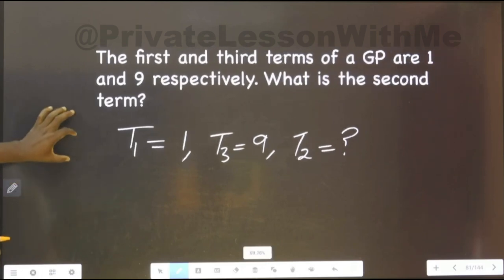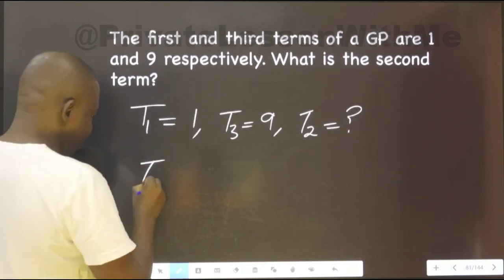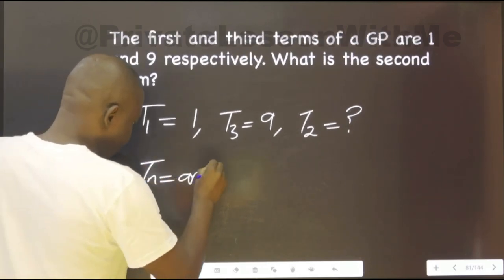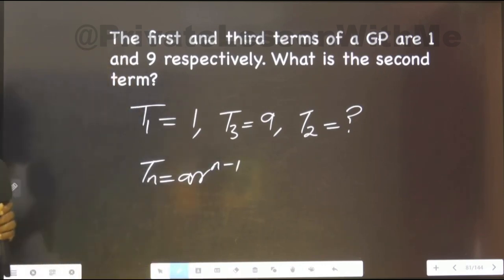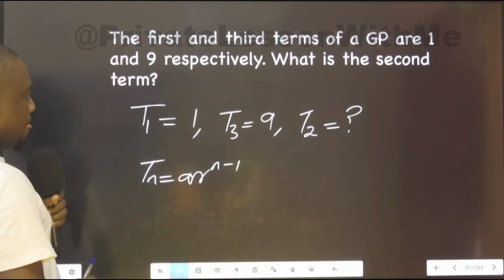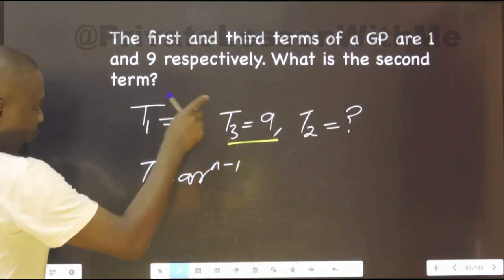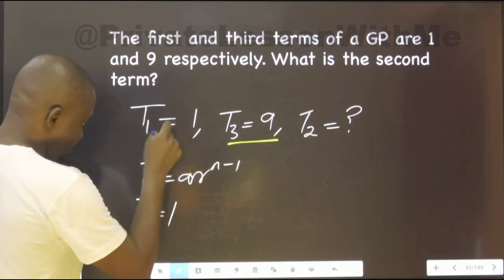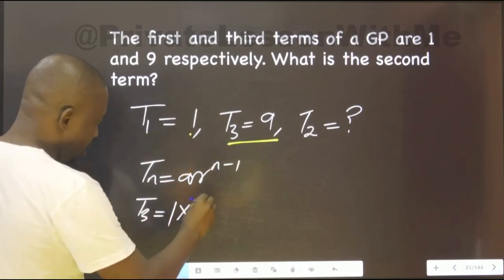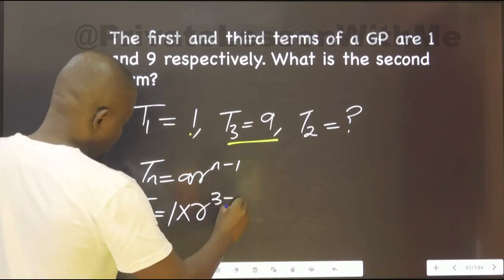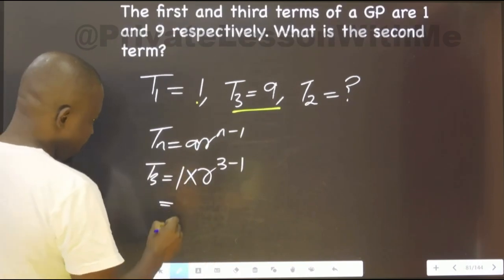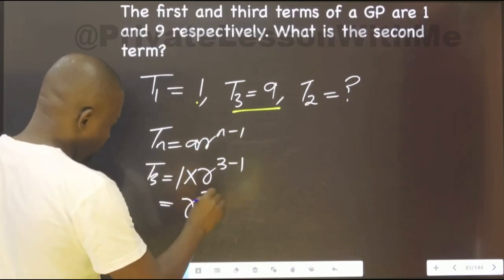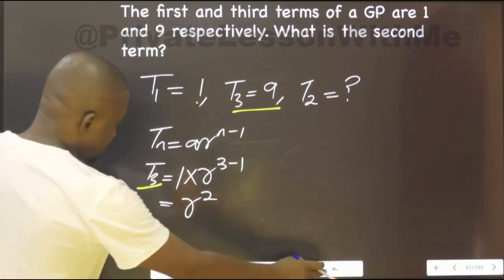How do we go about this? You know the formula says, now we have the first. Let's use this one first. So the third is equals to the first multiplied by the common ratio to the power third minus 1. We don't know the common ratio. It means this is r raised to power 2. So what is actually the third? The third is 9.